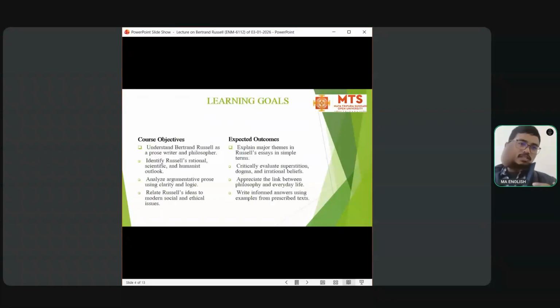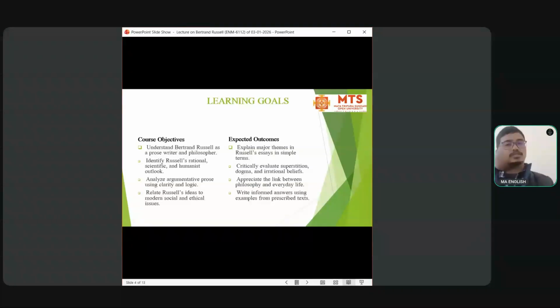As you can see here, the first objective is to understand Bertrand Russell both as a prose writer and a philosopher. This means that you should read his essays not only for philosophical ideas, but also pay attention to how he writes. Russell is known for clarity, precision, and logical structure, and these qualities make his prose effective and influential.